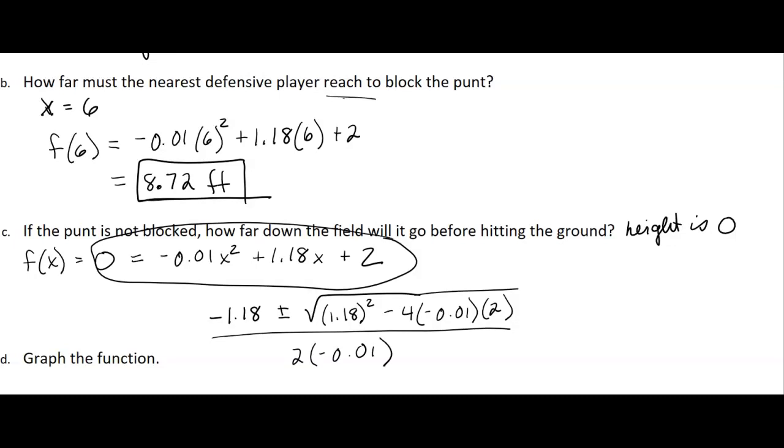Now, when you're putting this in your calculator, you're going to have to put parentheses around this, and you're going to have to put parentheses around this. Brackets or parentheses. Usually the calculators now just have parentheses. Mine just has parentheses, but sometimes you'll see the brackets too. But make sure you put those in, because if you don't, you're not going to get the right answer.